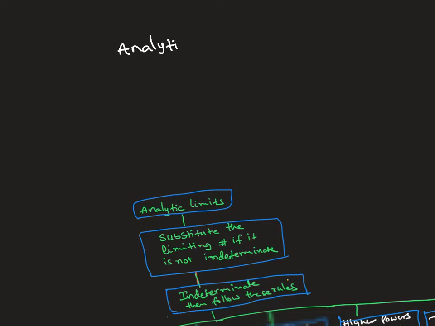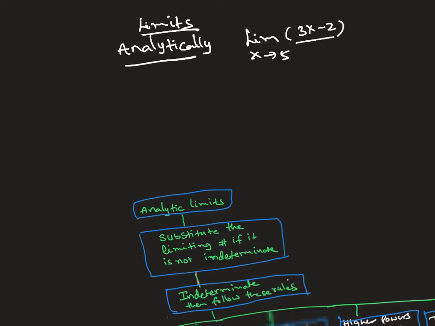Evaluating limits analytically means simply you have a function, and how do you evaluate the limit? It's not a graph, it's not a table. For example, limit as x approaches 5 of (3x minus 2) divided by (x plus 5).